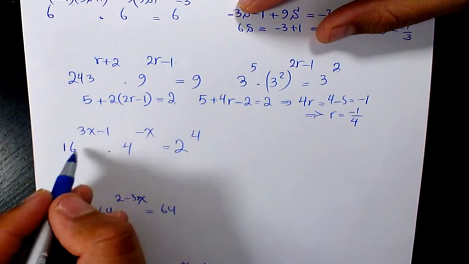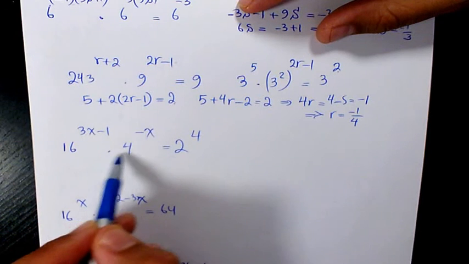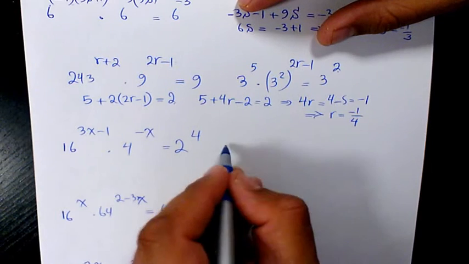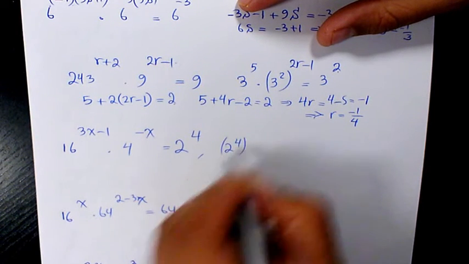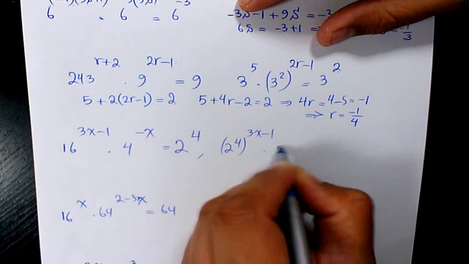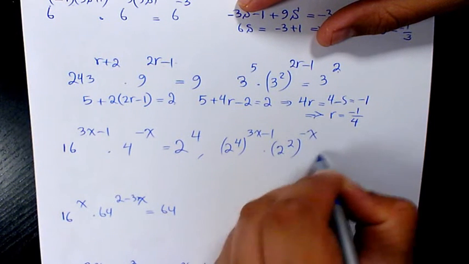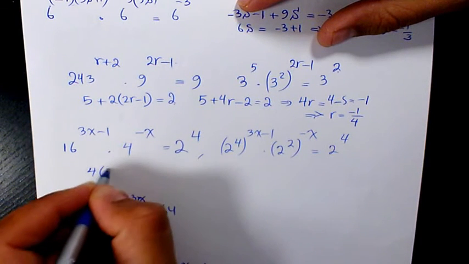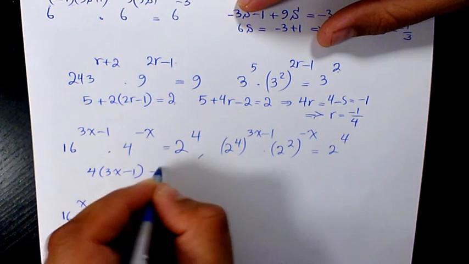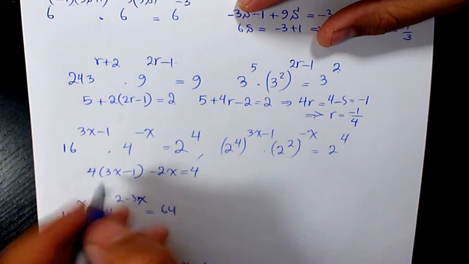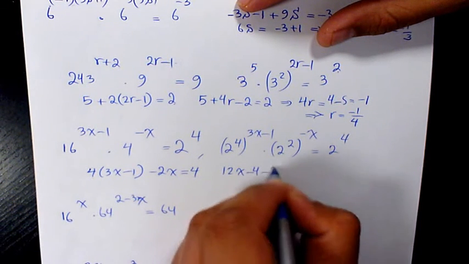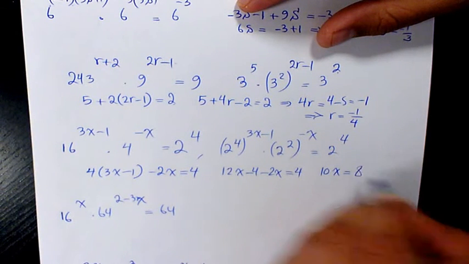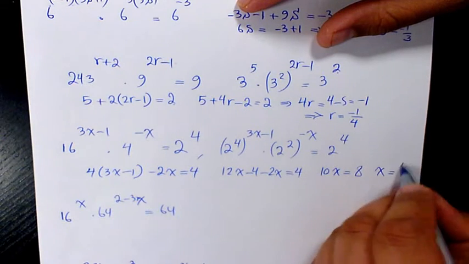Next one, 16 to the power of 3x minus 1 times 4 to the power of negative x equals 2 to the power of 4. So 16 is 2 to the power of 4, to the power of 3x minus 1, times 2 to the power of 2, to the power of negative x, equals 2 to the power of 4. So 4 times 3x minus 1 minus 2x equals 4. So it's 12x minus 4 minus 2x equals 4. So that's going to be 10x equals 8. So x will be 8 over 10 or 4 over 5.